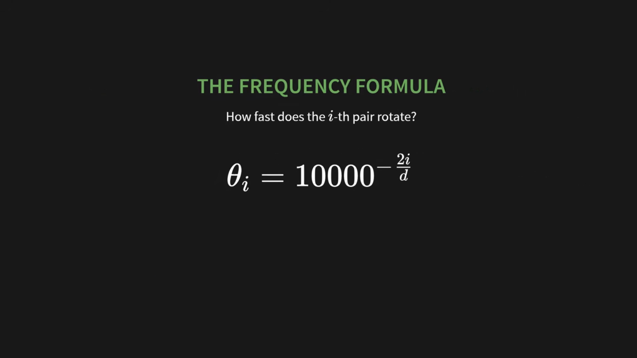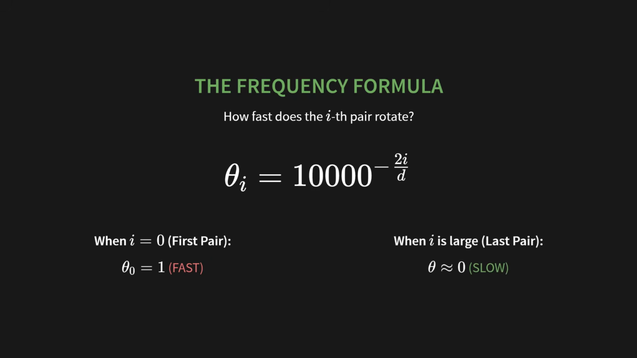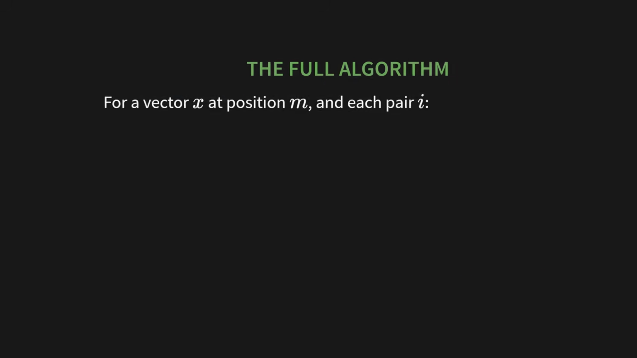The speed for the ith pair, theta i, is 10,000 to the power of negative 2i over d. Let's break that down. When i is 0 for the very first pair, the exponent is 0, so theta is 1. That's fast. But when i is large for the last pairs, the exponent becomes a bigger negative number, so theta gets tiny, close to 0. That's slow.